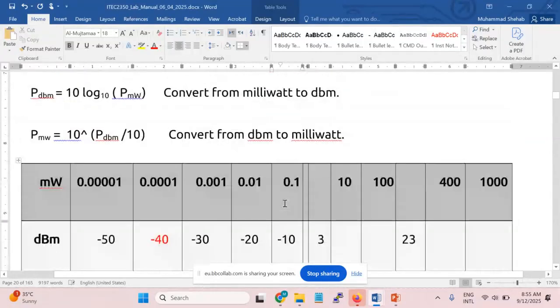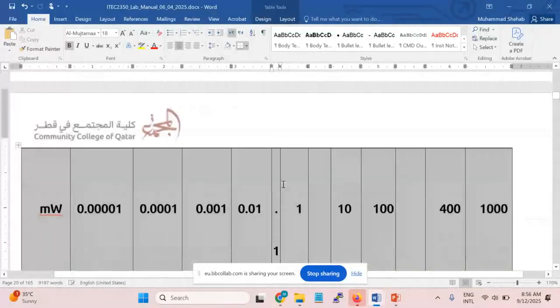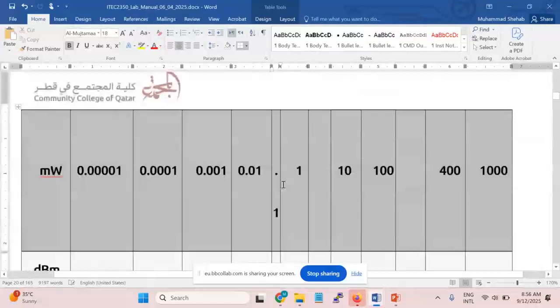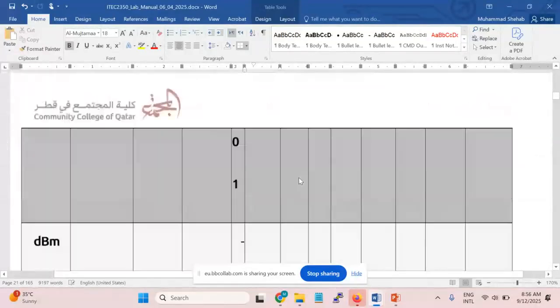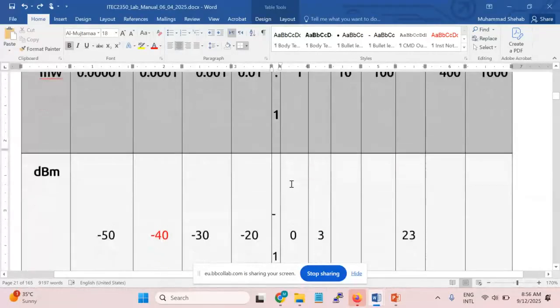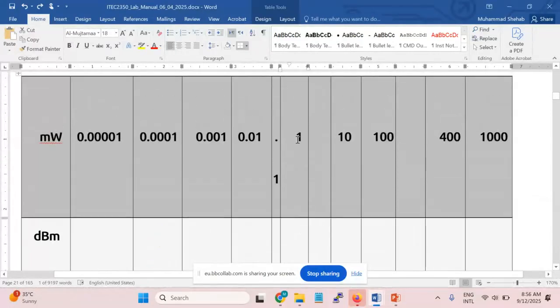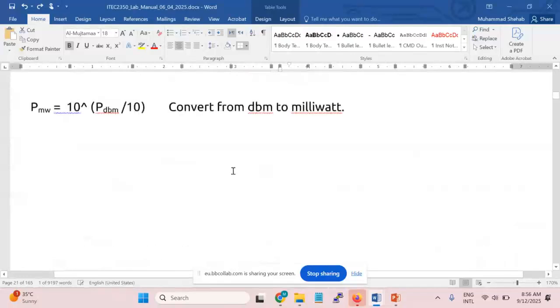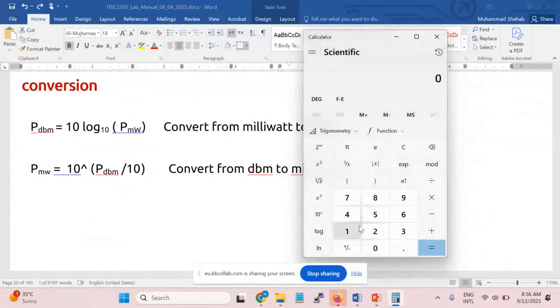Okay. Now 3. Let us do the 3. I will do this before dBm. 1 milliwatt. How much in dBm? I'll use the calculator. 1 milliwatt. I will take the log.